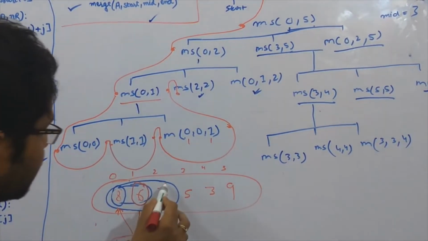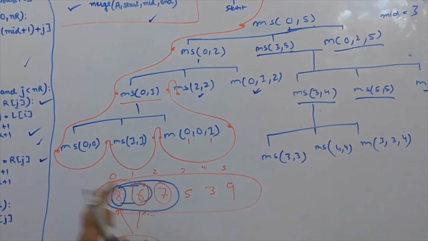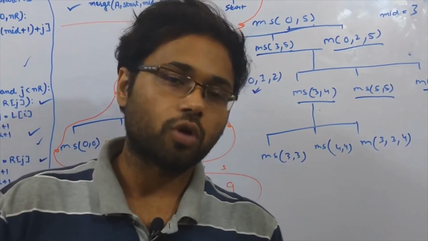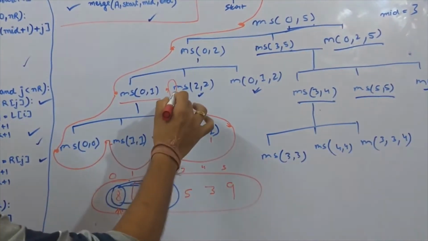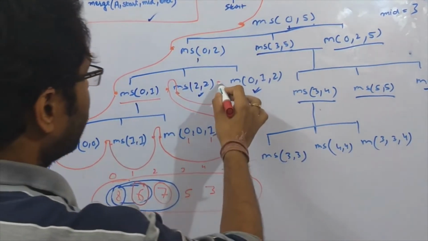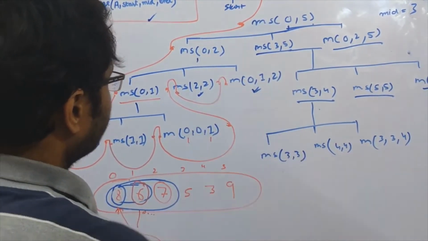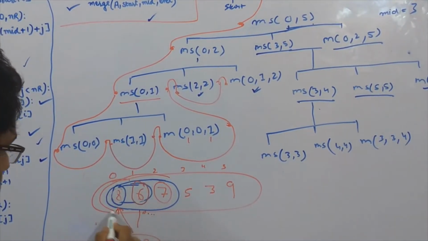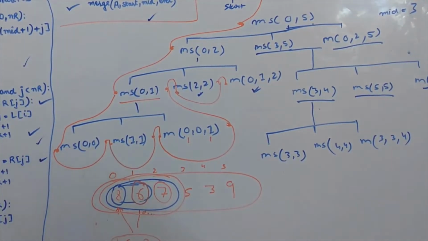What is 2 comma 2? It is 7. As it is a single element, we can see that it is already sorted. There is no need to sort a single element. So this is already sorted, so there is no need of sorting it again. Now what will be done again? Now we are calling the merge procedure from 0 to 2. So what it will do?